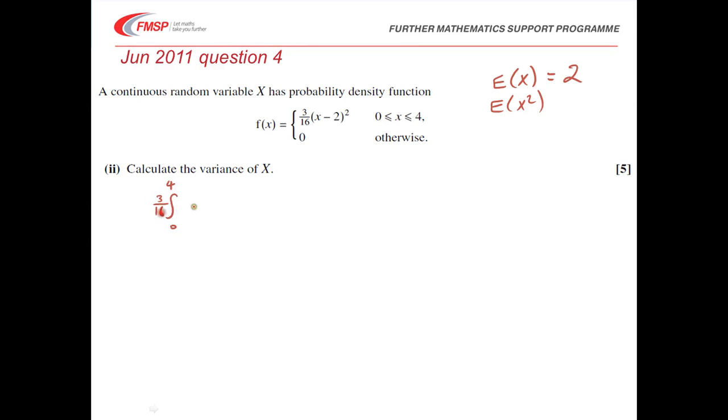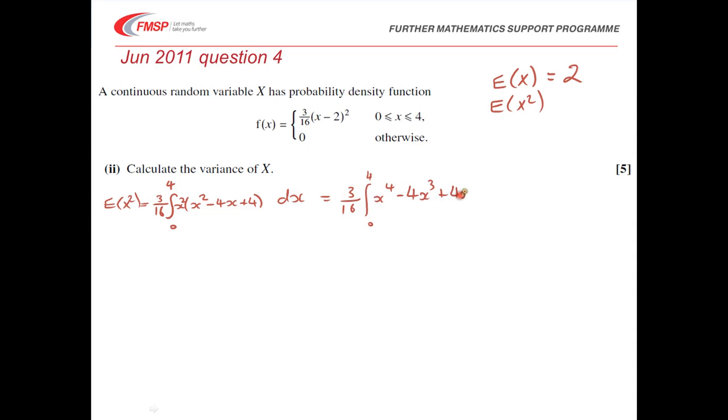3/16, that can come out because it's just a number. (x minus 2) squared, so that's going to be x squared minus 4x plus 4, multiplied by x squared. Don't forget this is working out E of x squared for me, dx. So before you do anything else, you kind of need to expand that. There's no sort of clever pure maths required for these. You just got to kind of multiply them out and do it, really.